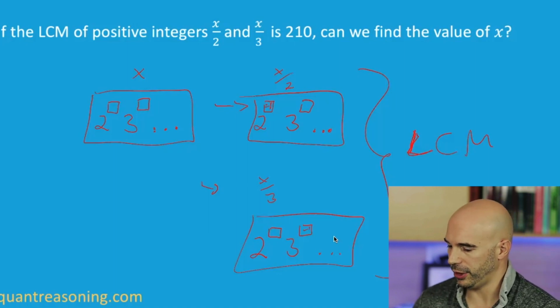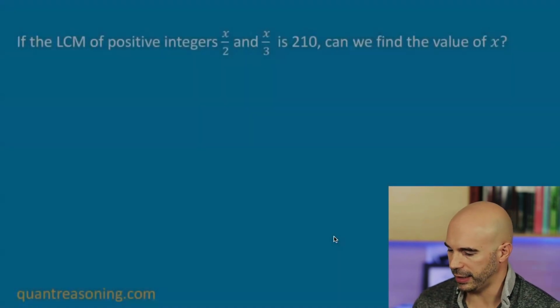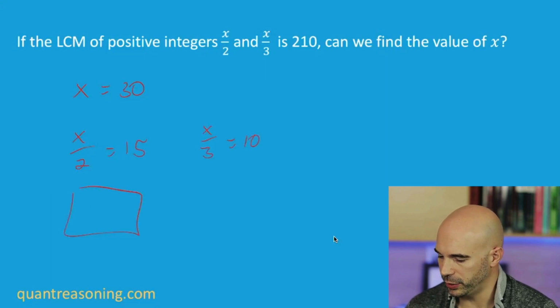Now, I see that not everyone is following along, so let me take a numerical example to make it a little bit less abstract. So let's imagine that x is 30. If x is 30, this is 15, this is 10. And the prime box of x over 2 is 3 to the 1, 5 to the 1, and the prime box of x over 3 is 2 to the 1, 5 to the 1.